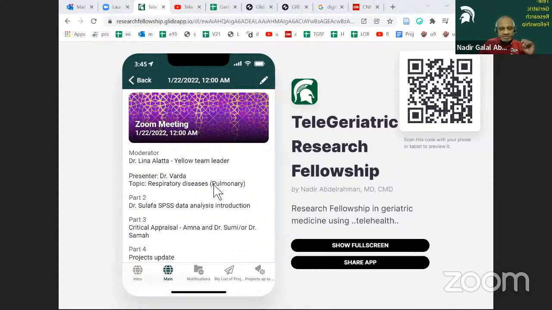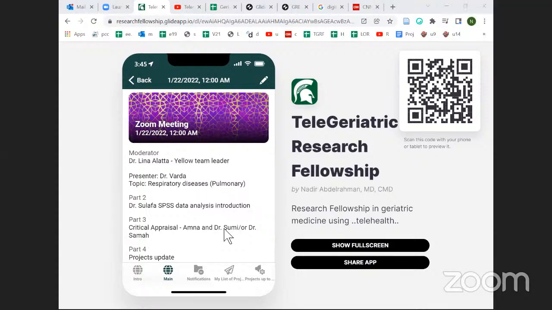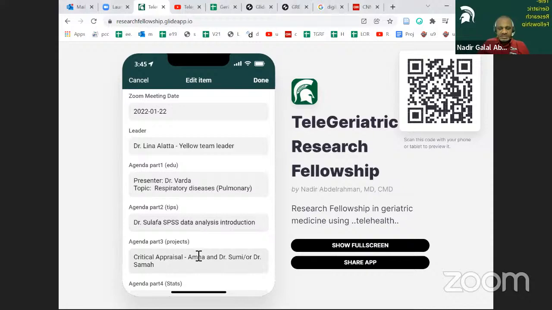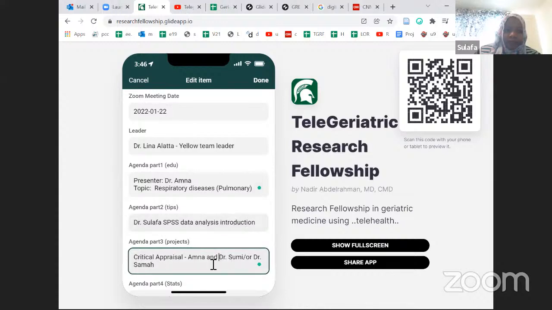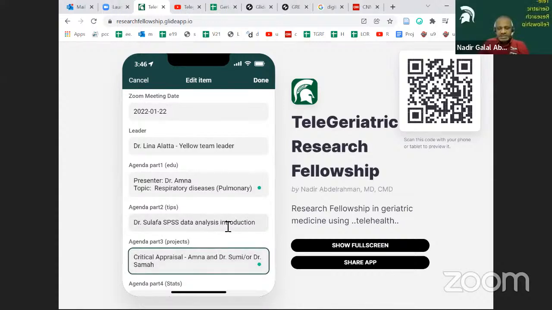Dr. Varga, are you able to attend the next meeting and present? If not, maybe someone else can jump in and let us know. I would like to present the respiratory diseases. Okay, we can do that. Someone else can jump in as far as critical appraisal. I put Anna, so maybe you can let me know if you are able or not able to.